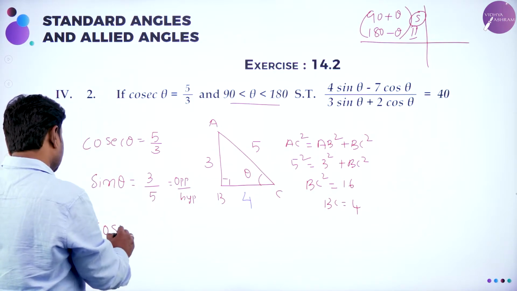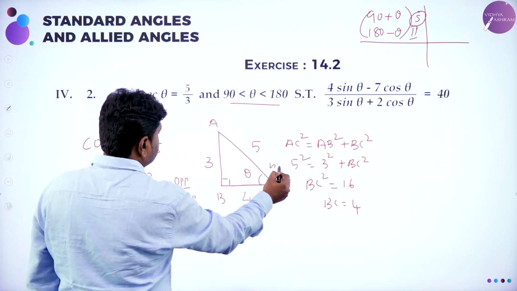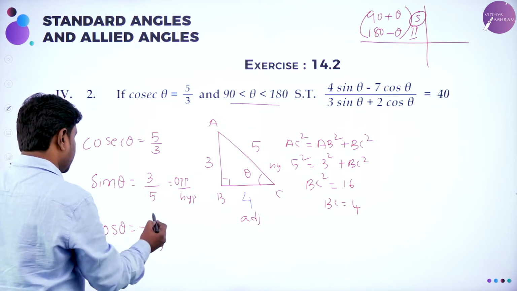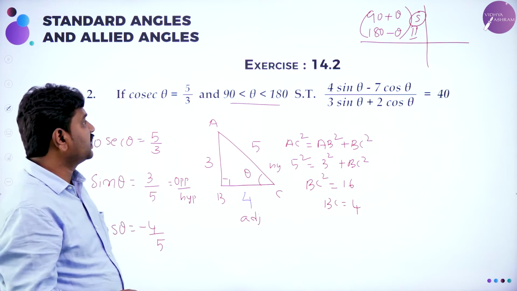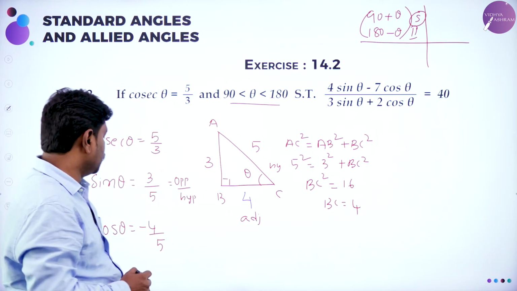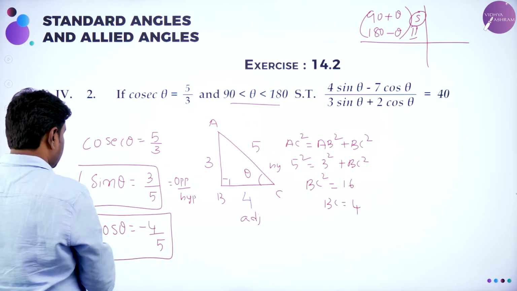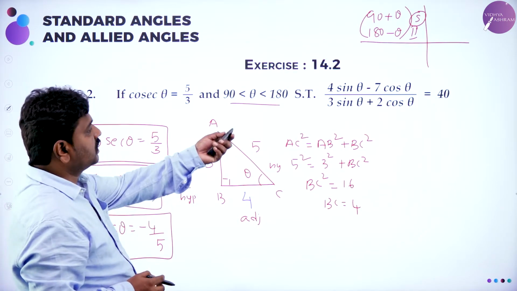What is cos theta? Cos means what? Adjacent divided by hypotenuse. Adjacent by hypotenuse means what? 4 by 5. And I should take negative. I should take cos theta negative. Why should I take cos theta negative? Because theta is in which quadrant? In second quadrant. In second quadrant, cos is negative. So now you got sin theta value, and also you got cos theta value, and they have given cosecant theta also, and substitute in LHS and arrive at RHS.